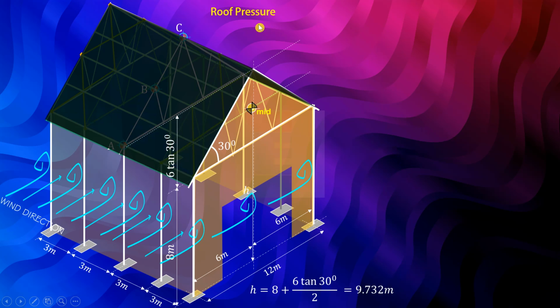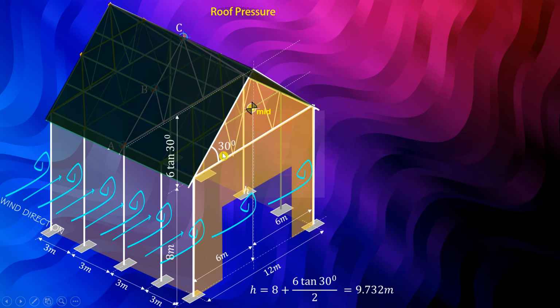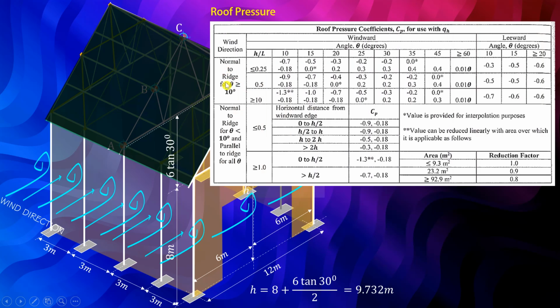So, considering the roof pressure, this is our table in NSCP 2015 for the roof pressure coefficient, CP, for use with QH. So we're going to use QH for the design wind load. Our slope is 30 degrees, so we'll be using the normal to ridge for theta greater than or equal to 10 degrees. So these are the values.